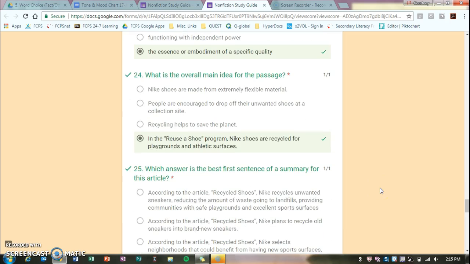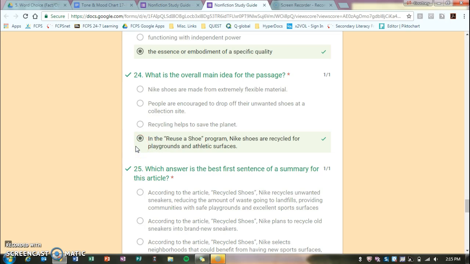The overall main idea for the passage, the overall message the author is trying to give out, is about the Reuse a Shoe program and that the Nike shoes are recycled for those. The whole passage is not about recycling, so that wouldn't fit. The whole passage isn't about dropping off shoes. This would be a fact. And the whole passage is not about Nike shoes. The passage as a whole is about that Reuse a Shoe program.